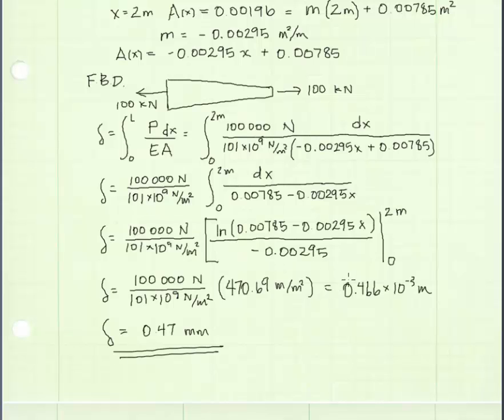I integrated the expression, and now I evaluate it from 0 to 2 meters. That gives me a deflection of 0.466 times 10 to the negative third meters, which is 0.47 millimeters. And the problem is done.